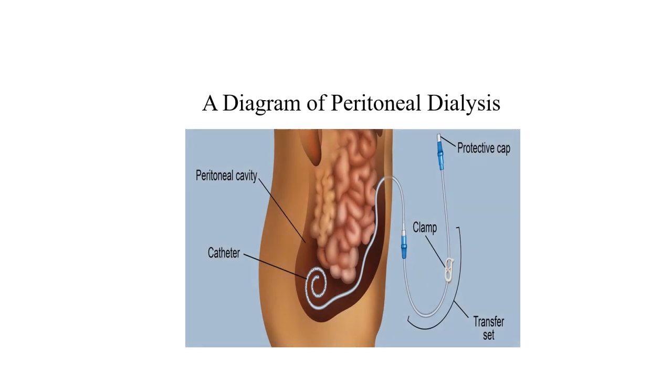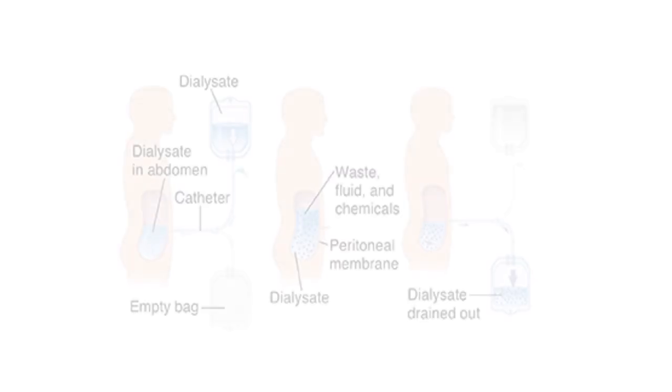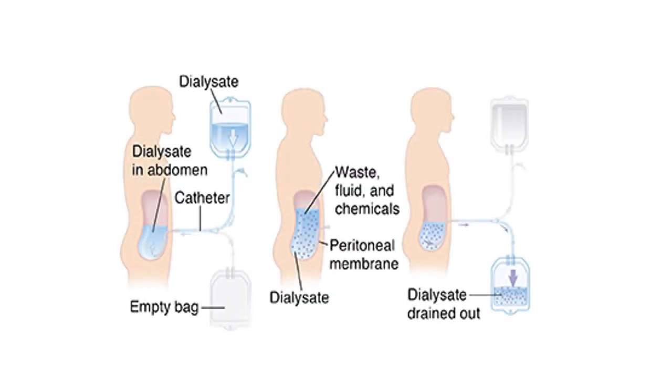This is a diagram showing you the process of peritoneal dialysis, where the catheter is inserted. Here is another diagram. The first one is showing you the dialysate solution, which is a hypertonic solution in the bag. The catheter carries the dialysate fluid in through the line and into the abdomen, and the bag at the bottom is the empty bag.